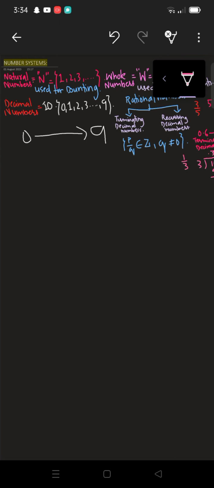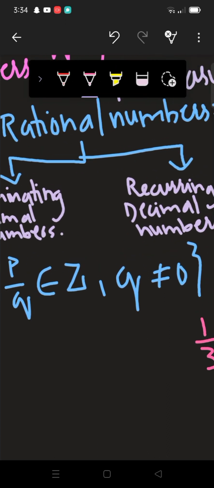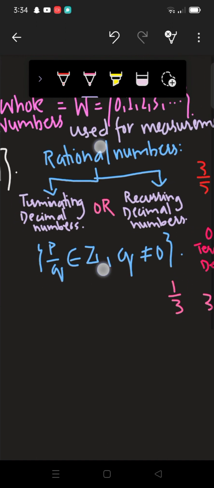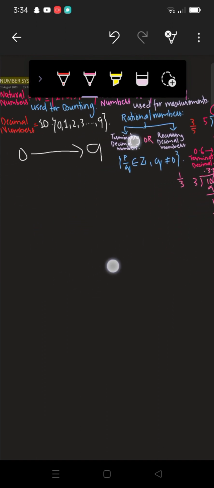So here I am mentioning rational numbers are either terminating or recurring. It is not that if they are terminating, they must be recurring. There is an "or" between them. Either they would be terminating or recurring. So let me write here "or". Rational number would be either terminating or recurring.